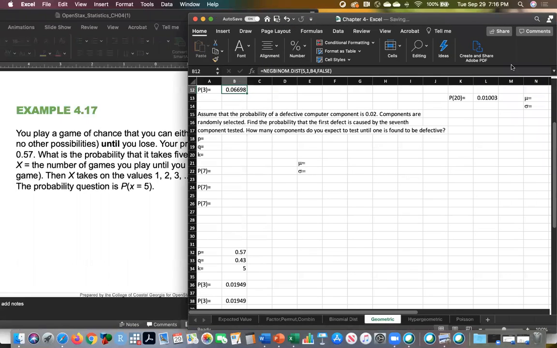So this case is, I guess, a little bit more interesting. We have more information. So assume that the probability of a defective computer is 2%, right? So we have 0.02, so it is 1 minus 2%. Components are randomly selected. So find the probability that the first defect is caused by the 7th component tested. So how many components you need to test until one is found defective, right?